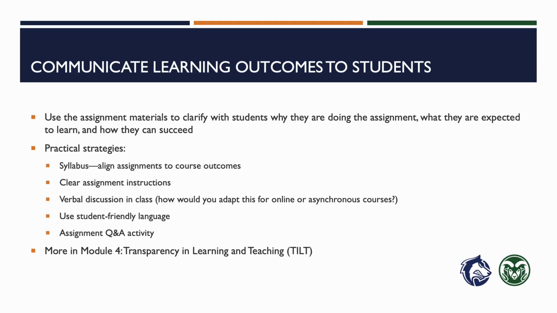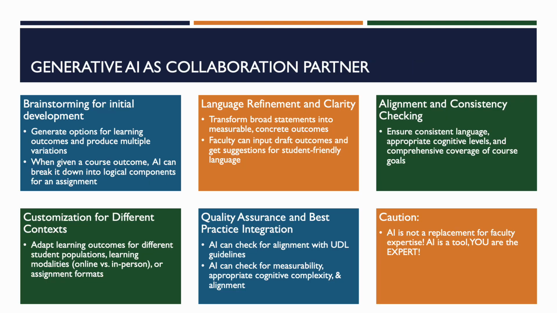How can you communicate learning outcomes to students? Learning outcomes are not just something that you paste on your syllabus and forget about. You can use the assignment materials to clarify with students why they're doing the assignment, what they're expected to learn, and how they can succeed. Some practical strategies are noted here, and the notes are included with the PDF slides so you can read more. There's also more information in Module 4, Transparency in Teaching and Learning.